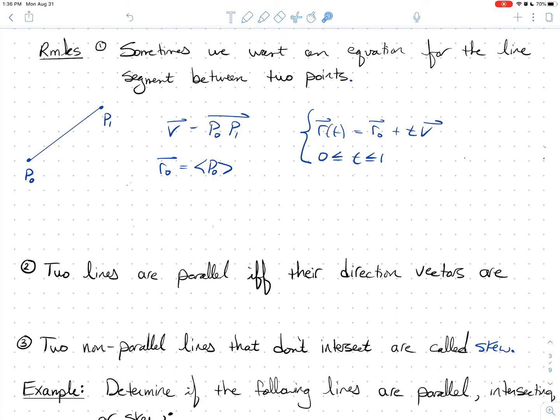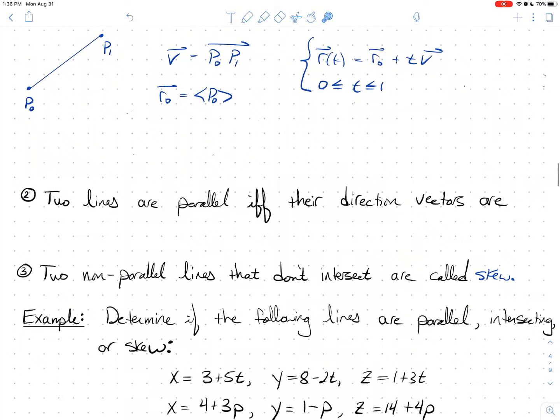All right, second remark that I want to make is that two lines are parallel if and only if their direction vectors are parallel, or that's the same thing as saying if and only if their direction vectors are constant multiples of one another. And for the record, that's the same thing as saying the cross product of their direction vectors is 0, in case you want to think of it that way. All right, so there's that, and then also two non-parallel lines that don't intersect, we call those skew. We'll see this on Mathematica in just a minute.